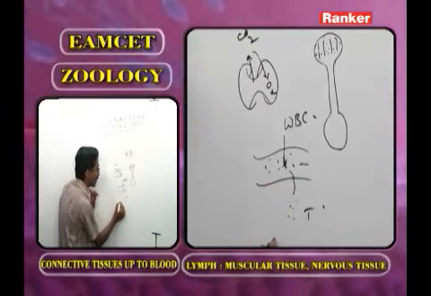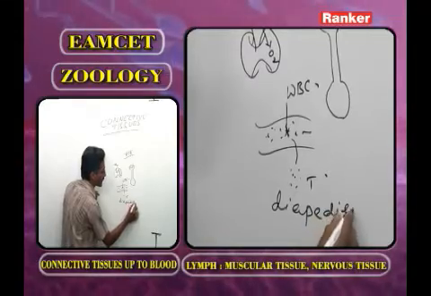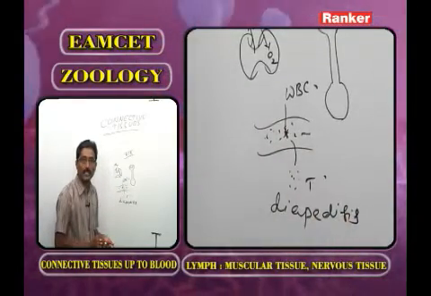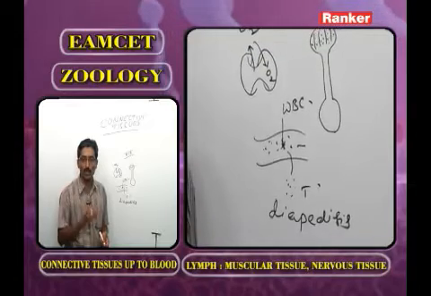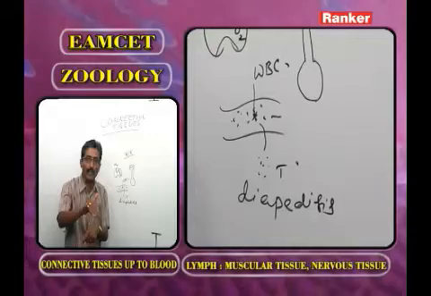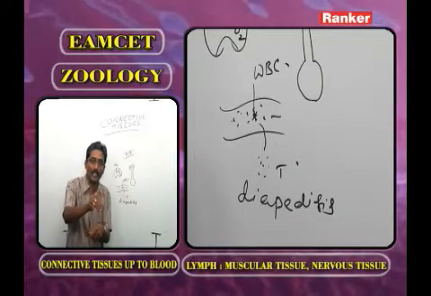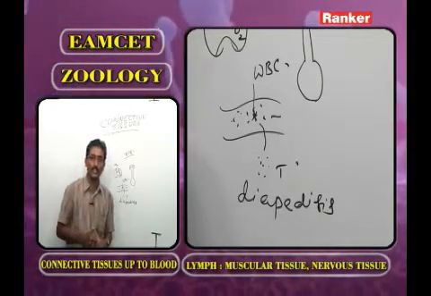That process we call diapedesis. What is meant by diapedesis? The WBC come out of the blood vessels. But here what is the question? Only leukocytes. What is meant by leukocyte? WBC. Only WBC that exhibit reverse diapedesis. It means after diapedesis, after coming out of the blood vessels, again it enters into the blood stream. That is the meaning of this question.